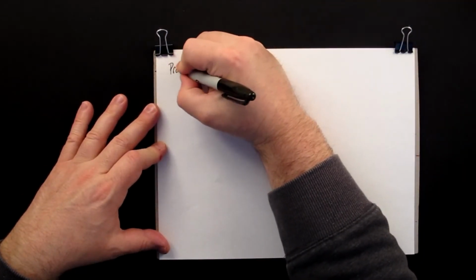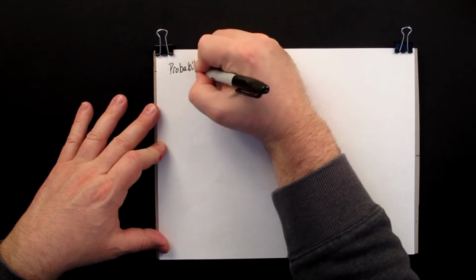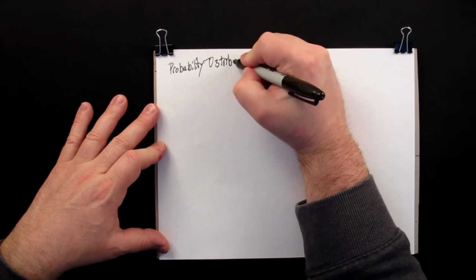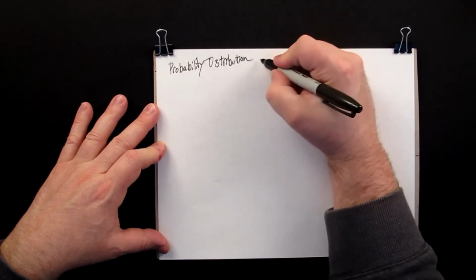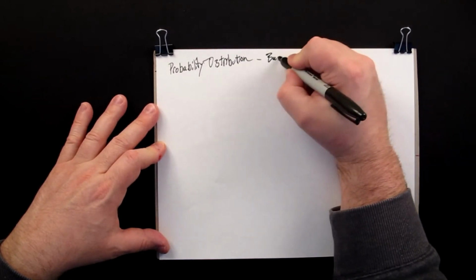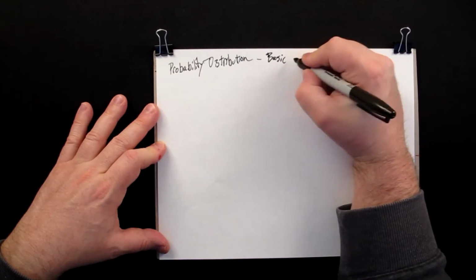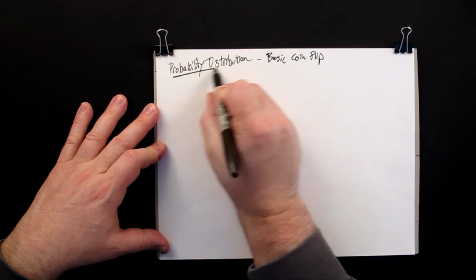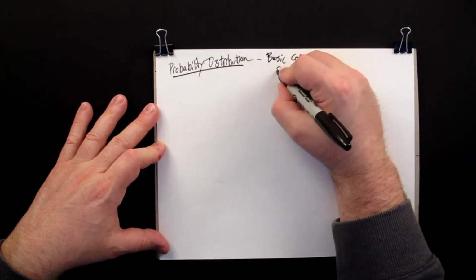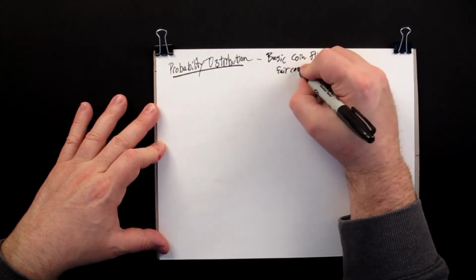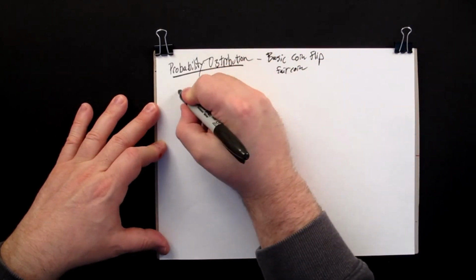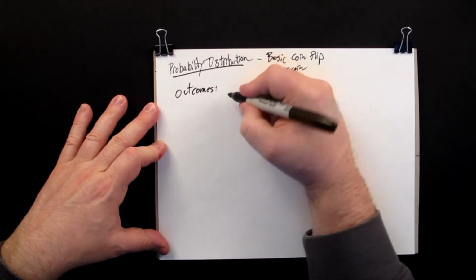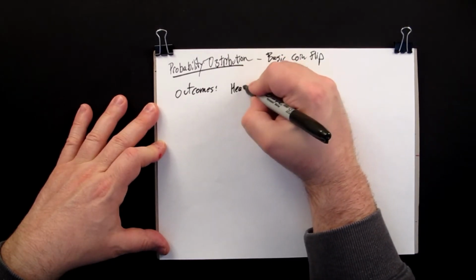Probability distribution. Basic coin flip. So we're talking about a fair coin here. And so the outcomes for this are heads or tails.